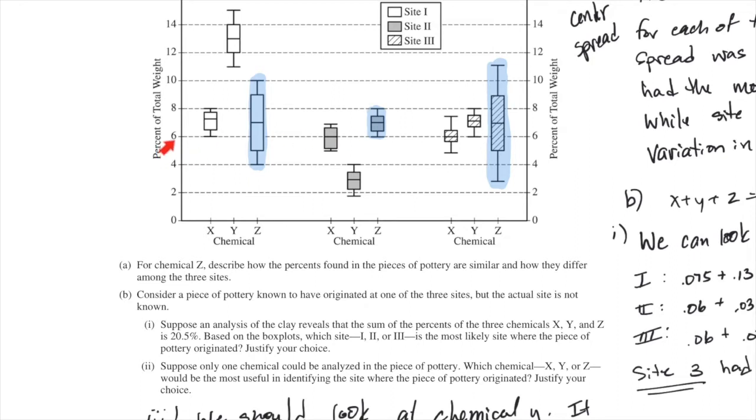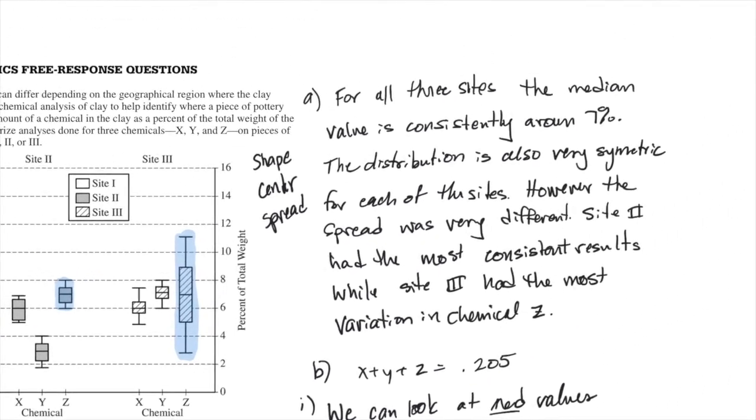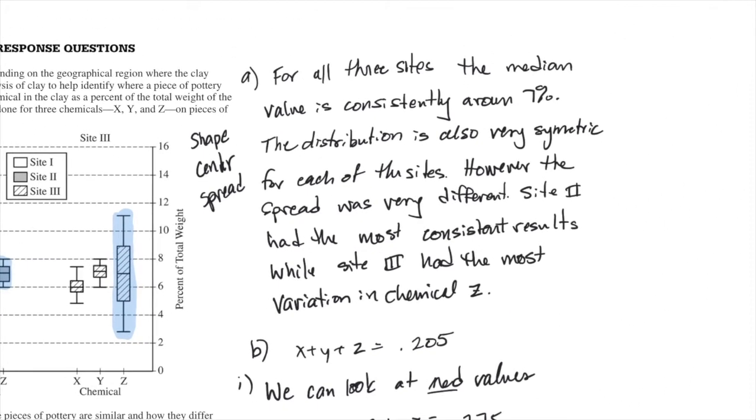It was almost always between 6 and 8. And this one had a lot of variety in it. The spread was very different between the 3. And that's exactly how I approached the question. For part A, I wanted to make sure to talk about shape, center, and spread, because it basically asked me to compare the distributions. So I pretty much said what I just said earlier. I said that all 3 median values were consistently around 7%. The distributions were also very symmetric. I also said that the biggest difference was that the spread was very different. I said that Site 2 had the most consistent results, while Site 3 had the most variation in chemical Z.